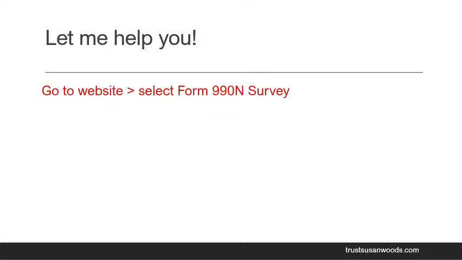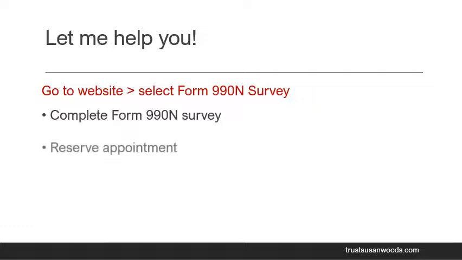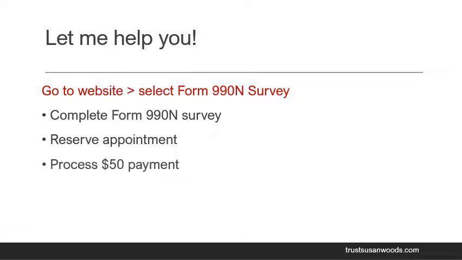So, if you are feeling overwhelmed by the information that I've shared with you so far, let me help you. All you have to do is go to my website, which is trustsusanwoods.com, select the Form 990N survey link from the menu options. Then you will complete the Form 990 survey. After you complete the survey, you will reserve an appointment with me over the phone. You will process a $50 payment, and then I will complete the Form 990 information return for you.